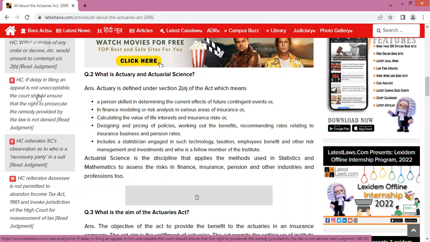Got it? Now the design and pricing of policy, working out the benefits, recommending rates, relating insurance business and pension rates, everything is mentioned there. The other day I just gave an example. Pandemic, right? A number of people died due to the pandemic. Those who were insured will get the benefit, especially their family and children. And those who are not insured, they lost everything. They sell their home, they take a lot of loans and all, right? So that is the matter.